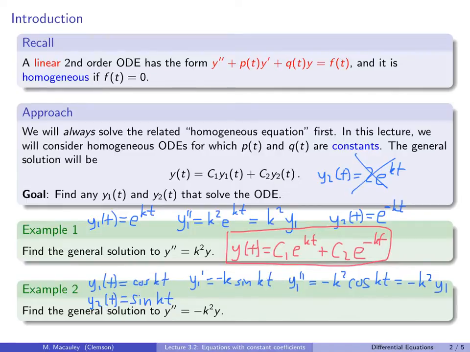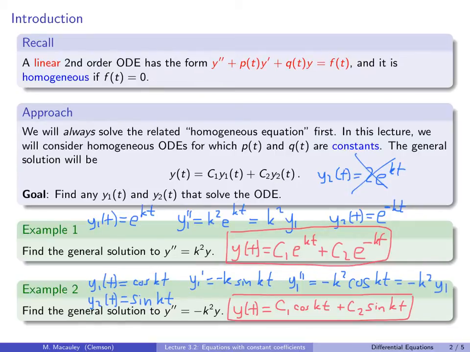So our general solution is y of t is c1 cosine of kt plus c2 sine of kt, and so every solution to this equation by our general theory can be written like this, some linear combination of sine and cosine waves.